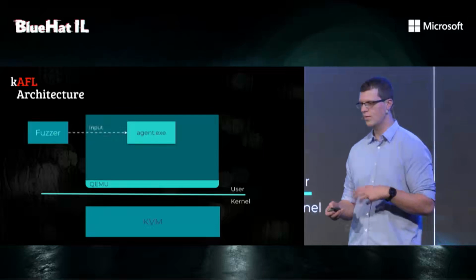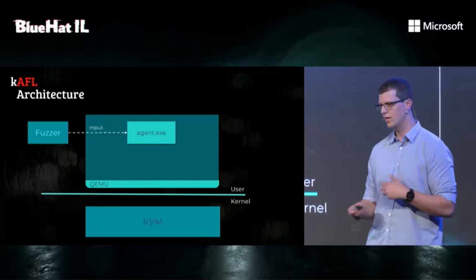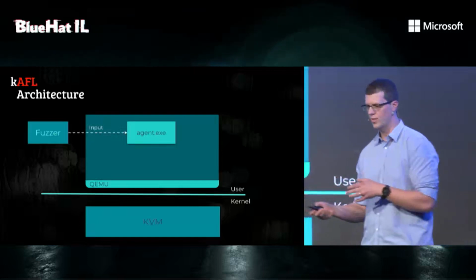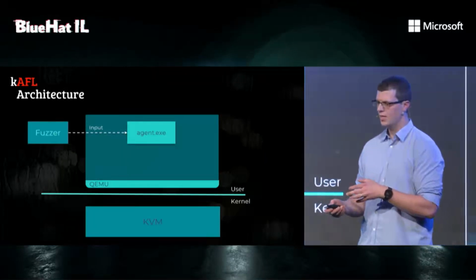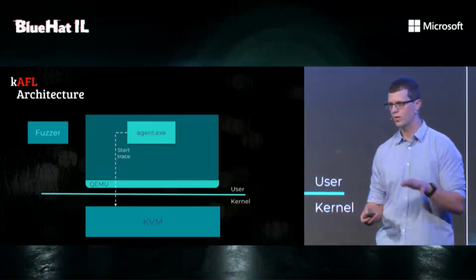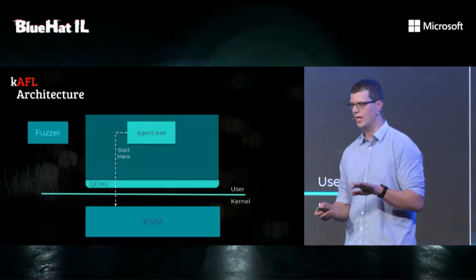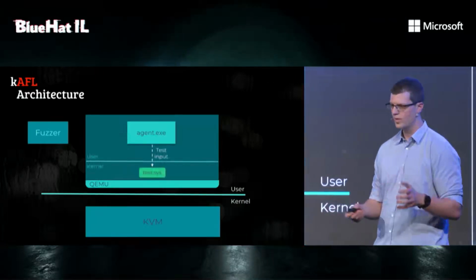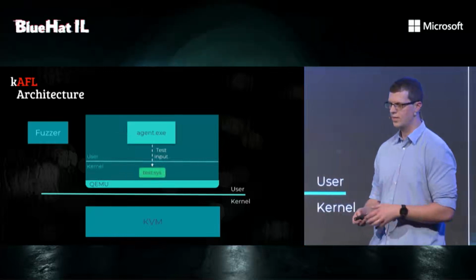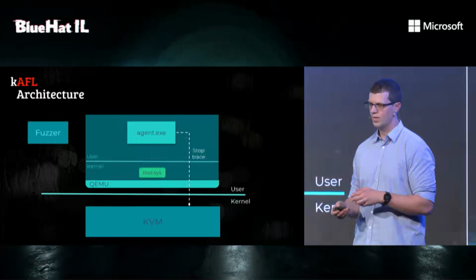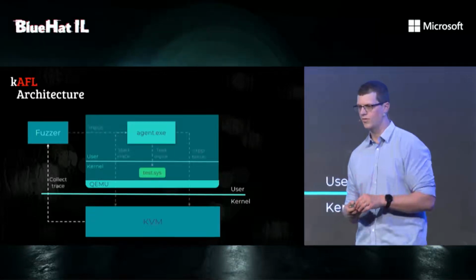The fuzzing loop looks something like this. First, the agent will request an input from the fuzzer. The input will be transferred through shared memory. Then the agent will send a request to the hypervisor to tell it to start recording coverage. We'll talk about exactly how in a moment. Then the agent will pass the input to whatever we want to attack. In our example, it's test sys. And finally, it will tell the hypervisor to stop tracing coverage and pass the coverage back to the fuzzer.